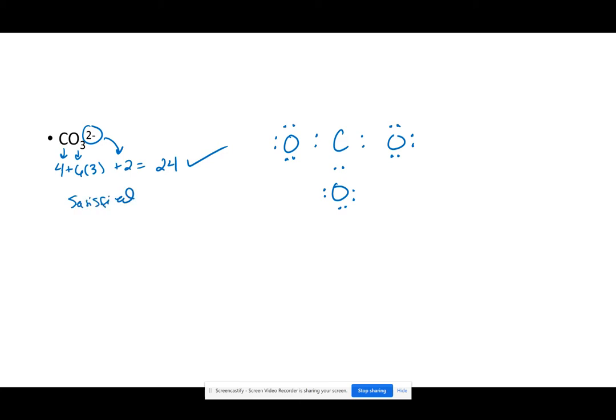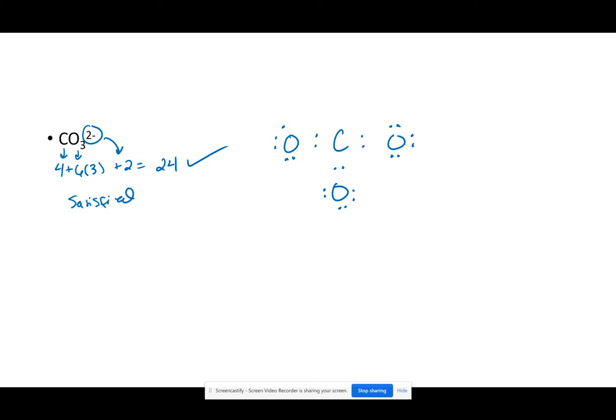I have to check if things are satisfied. All the oxygens are satisfied. They all have 8. But the carbon, look at the carbon, it only has 6. So when I'm in that situation, remember you erase a lone pair, make it a bonding pair. Well, the question becomes, which lone pair do I erase? Do I take it off of this oxygen and make the bonding pair there? Because that would satisfy the carbon.